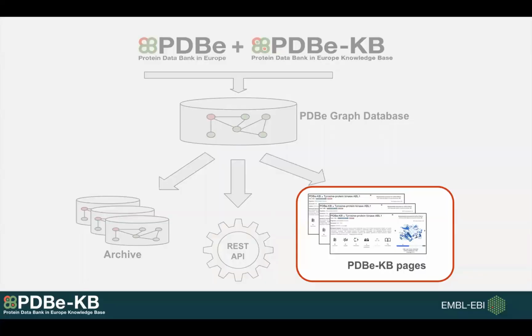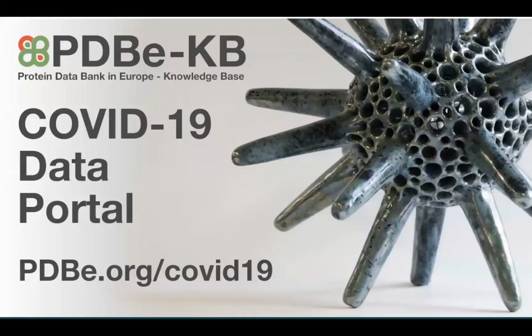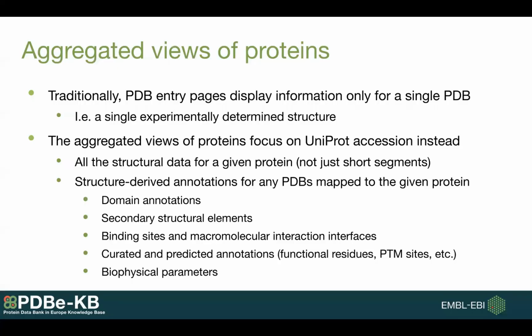Moving on to the last part of this webinar, I will talk about these PDBe-KB pages called aggregated views. I will put this in the context of the coronavirus, because we have these pages for each of the coronavirus proteins as well. The reasoning behind these aggregated views is that traditionally PDB entry pages display information for one specific PDB, logically enough. But this means that if you're interested in a full-length protein, then often you have to visit many, many different pages and get the data from each of these places and compile it yourself.